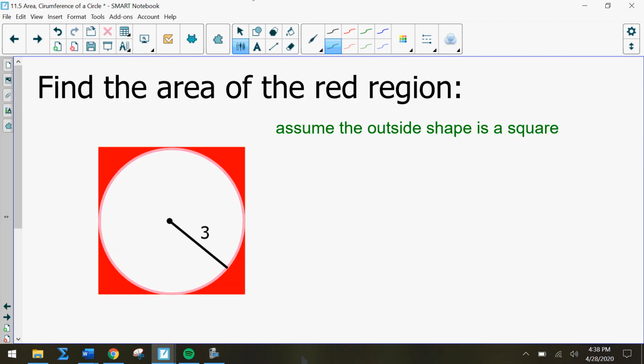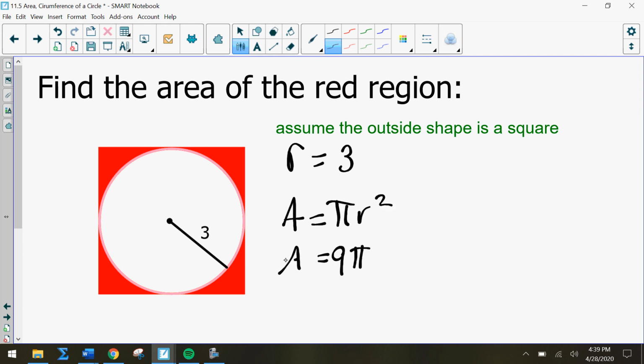All right, so the last question for the lesson is finding the area of this red region, and we're assuming that the outside shape is a square. So if we're looking at this, we know that the radius of the circle is 3. Okay, the radius of the circle is 3. And can we find the area of the circle? We can. So if the area is pi r squared, we know that the area of the circle is 9 pi.